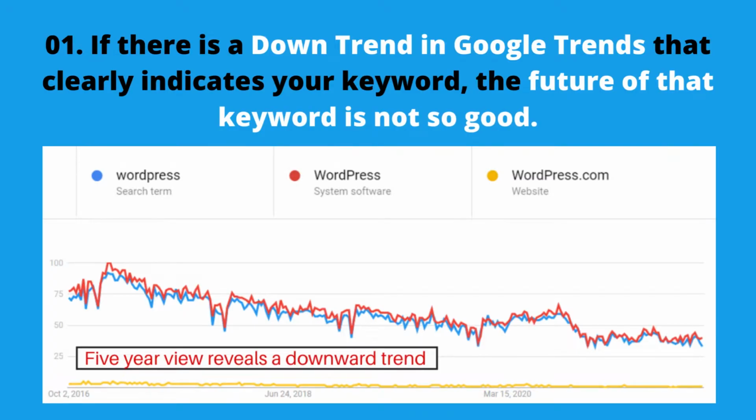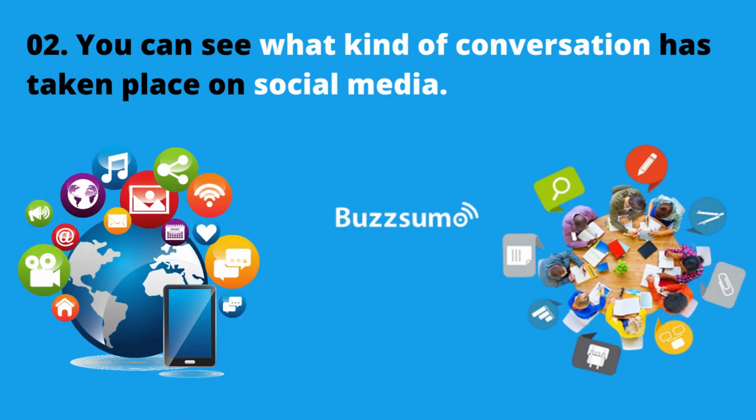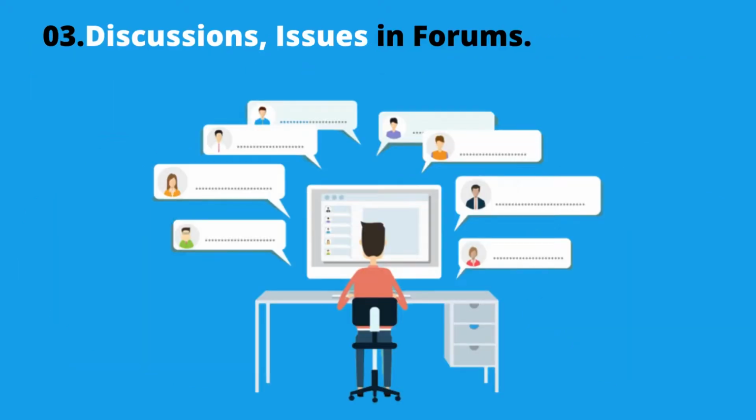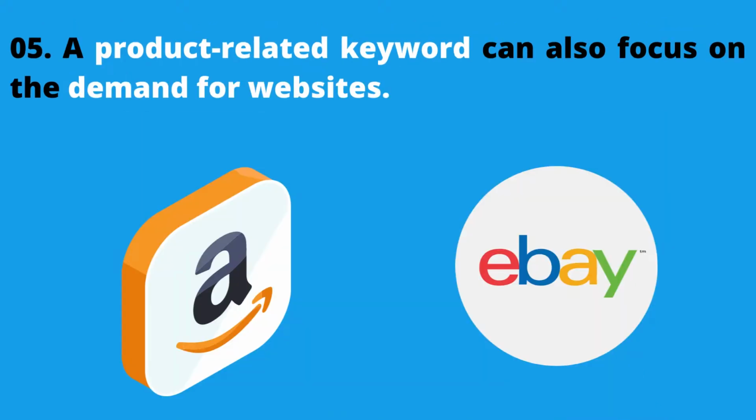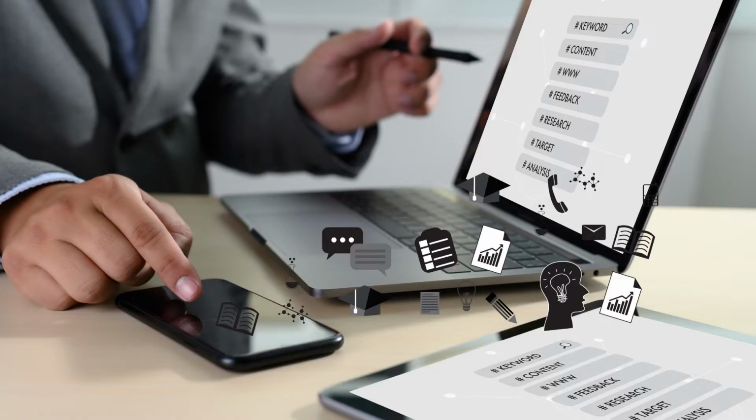Number 1, if there is a downtrend in Google Trends that clearly indicates your keyword, the future of the keyword is not so good. Number 2, you can see on social media like Facebook and Twitter what kind of conversation has taken place. This is also possible with the Buzzsumo tool. Number 3, discussions, issues, etc. in forums. Number 4, the demand for your keyword on YouTube, like videos and views. Number 5, a product-related keyword can also focus on the demand on websites like Amazon and eBay. After all these tests you will choose the best keyword. However, you can skip some of the above depending on your needs.